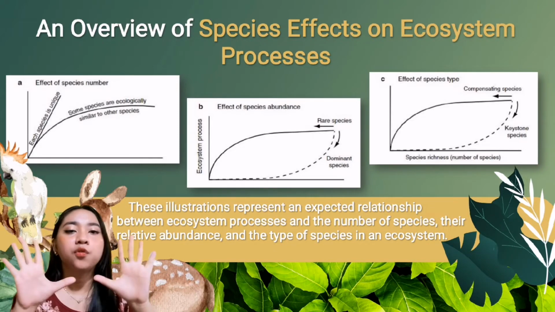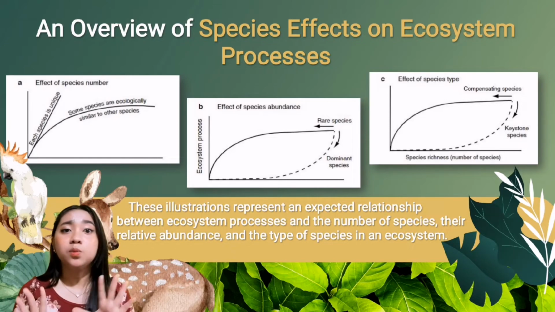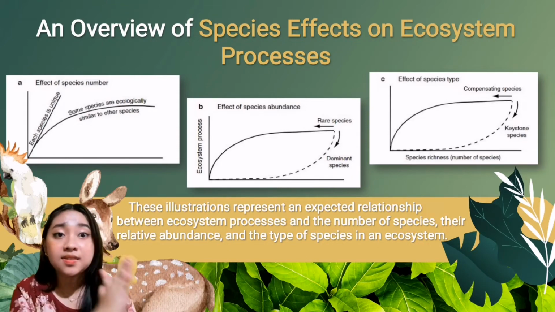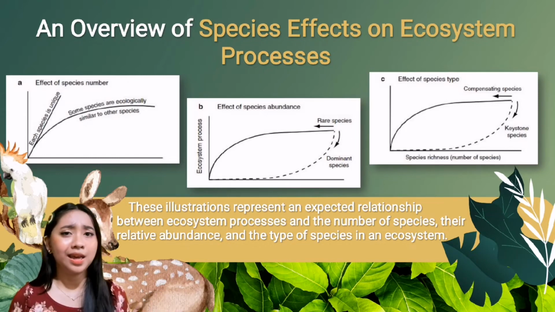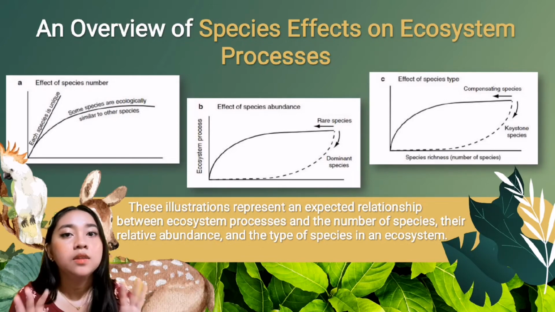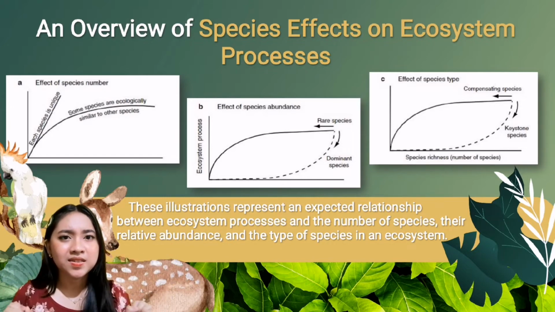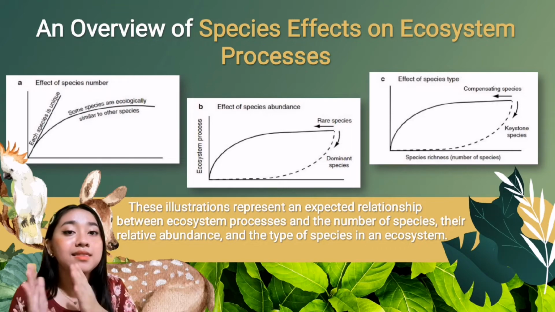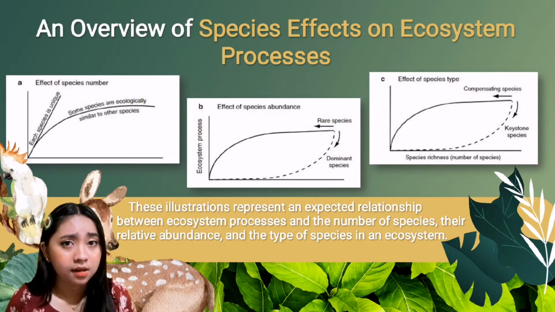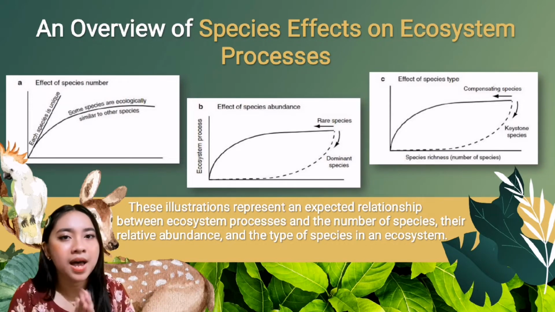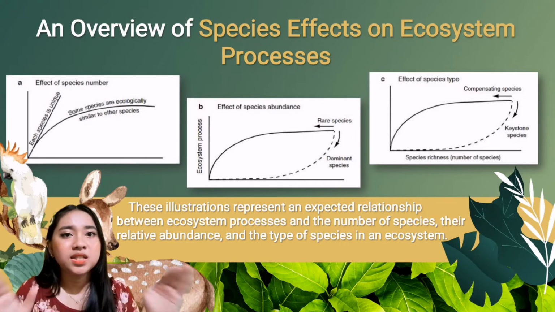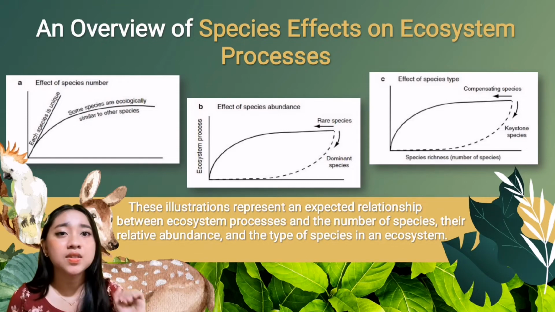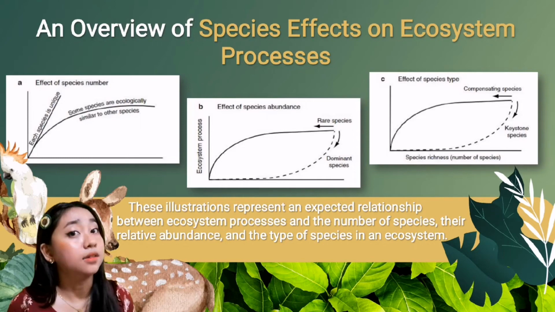In Figure B, we have the effect of species abundance. That shows the removal of dominant species from an ecosystem has greater impact on ecosystem processes than does removal of rare species. Similarly, we have the effect of species type, which reveals the removal of keystone species has large ecosystem effects, whereas removal of one species of a functional type allows other species in that functional type to increase in abundance. This compensation would cause only moderate impact on ecosystem processes until most species from that functional type have been removed. The arrows show the expected change in ecosystem processes in response to species loss.